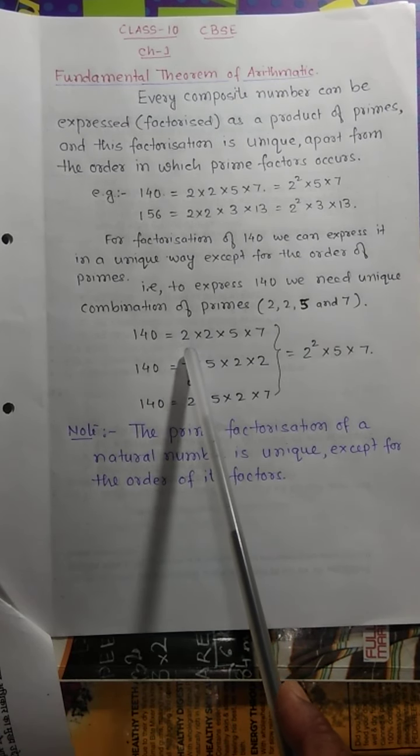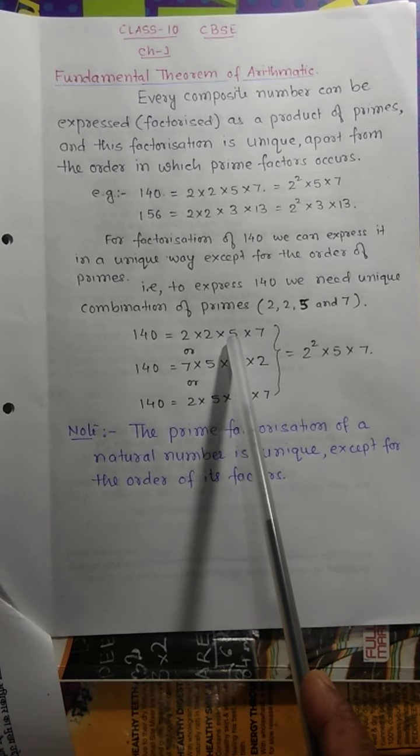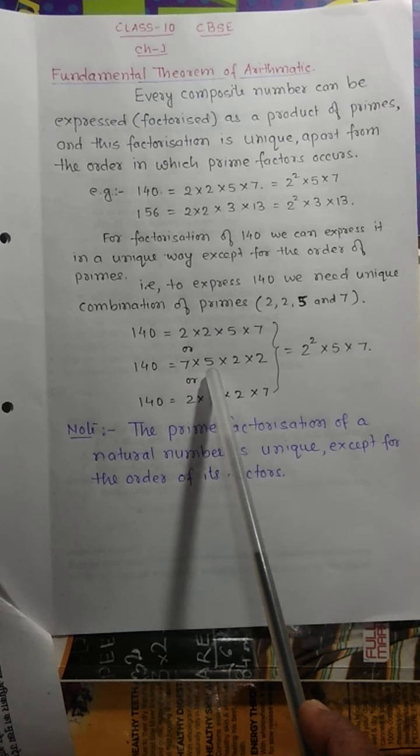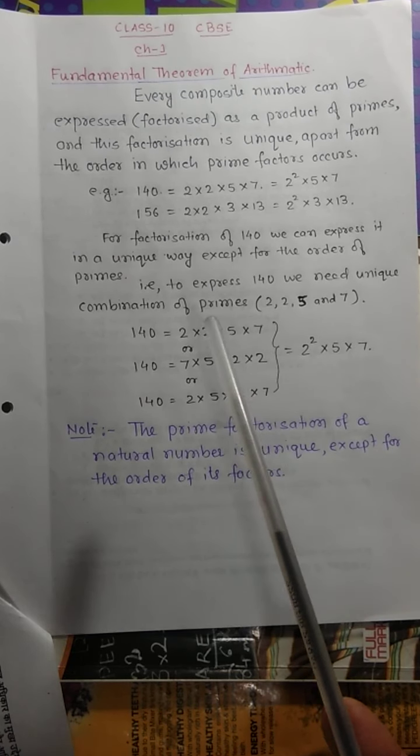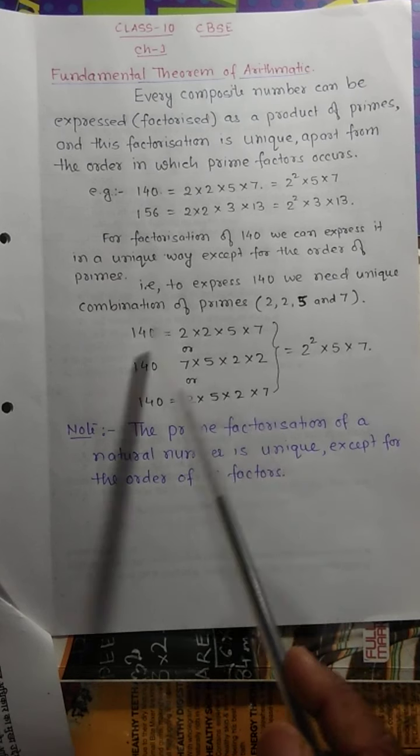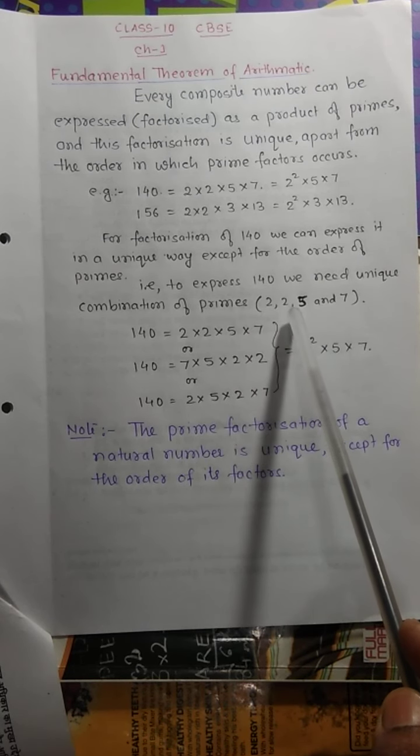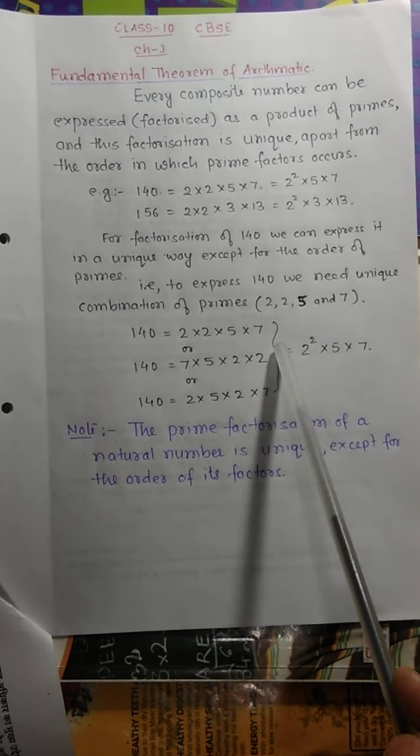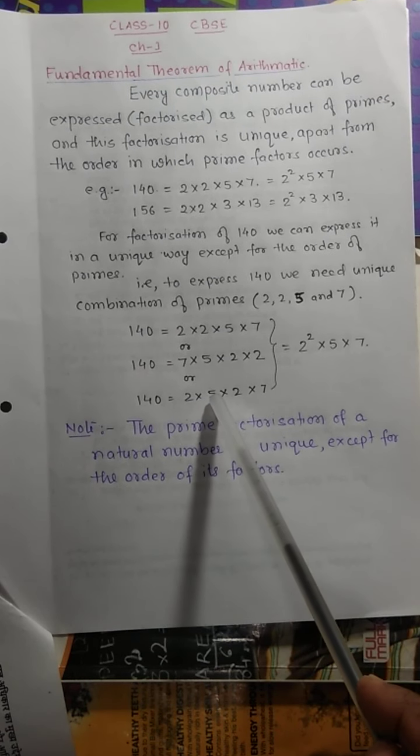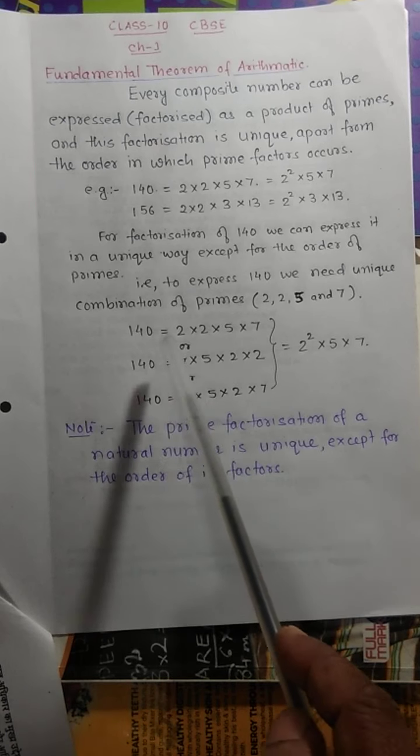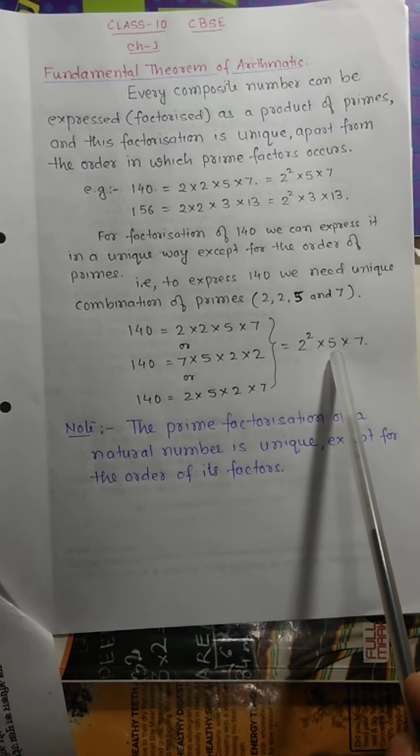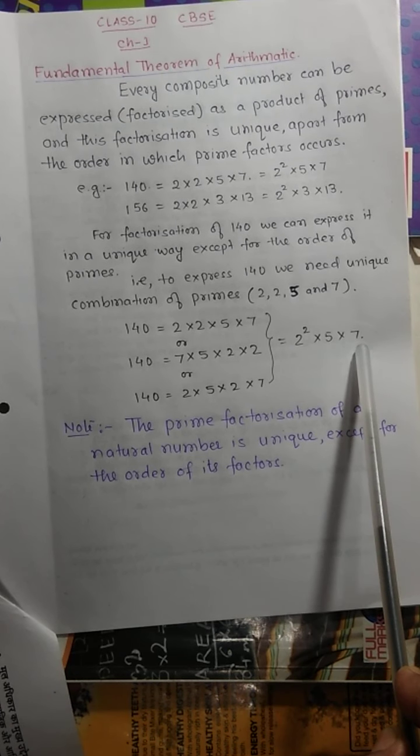That means 140 can be written as 2 multiply 2 multiply 5 multiply 7, or 7 multiply 5 multiply 2 multiply 2, or 2 multiply 5 multiply 2 multiply 7. In any order, if we keep these 2, 2, 5 and 7, we are going to get 140. The order may vary, but the final prime factorization of 140 will be 2 power 2 multiply 5 multiply 7, and this is unique.